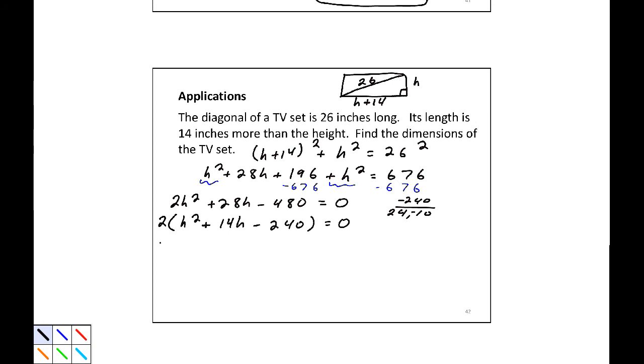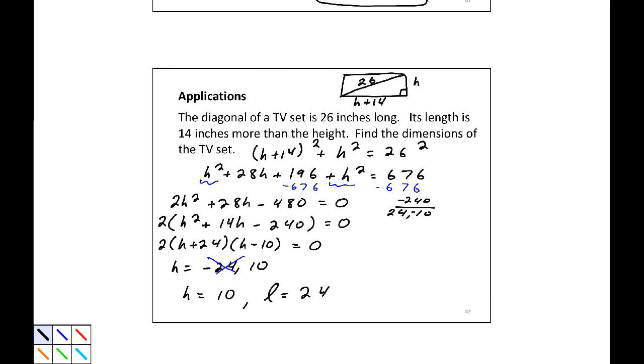So that this factors as 2 times the quantity h plus 24 multiplied by the quantity h minus 10, and that equals 0. Since it's in factored form, we know that h is equal to negative 24 or positive 10. Because we're talking about dimensions, negative 24 doesn't make any sense. So our height is equal to 10, and our length, because it is 14 more than that, is 24. So 10 inches by 24 inches are the dimensions of that TV.